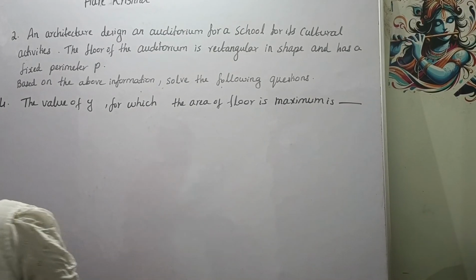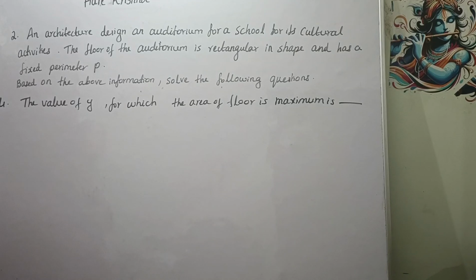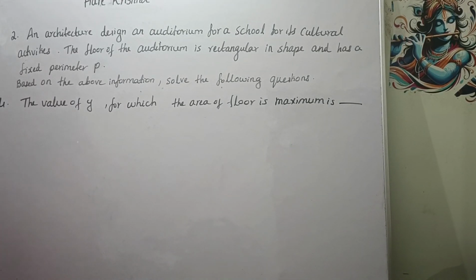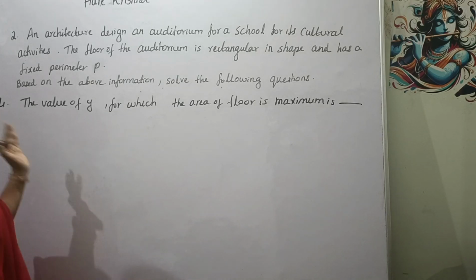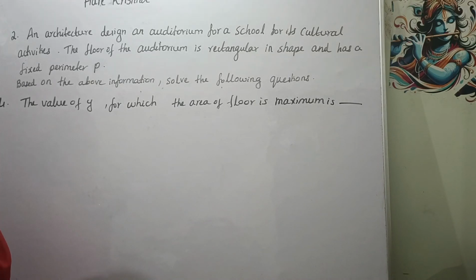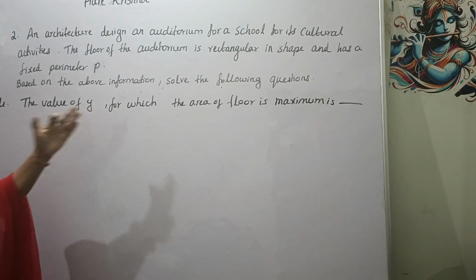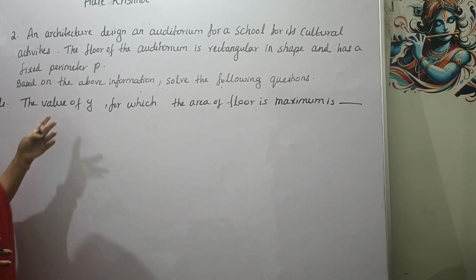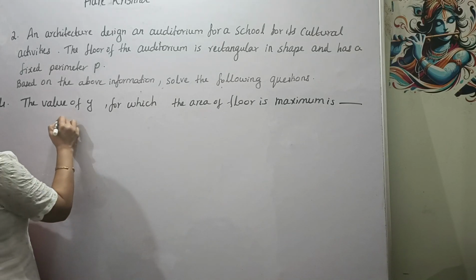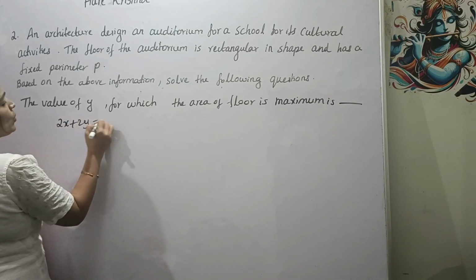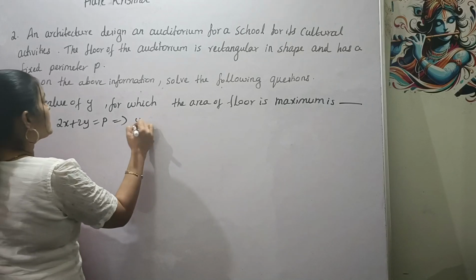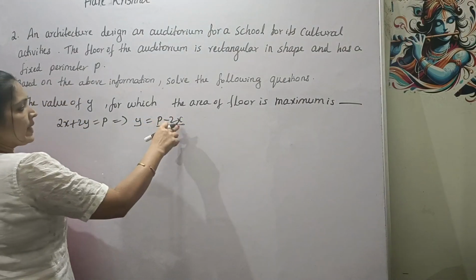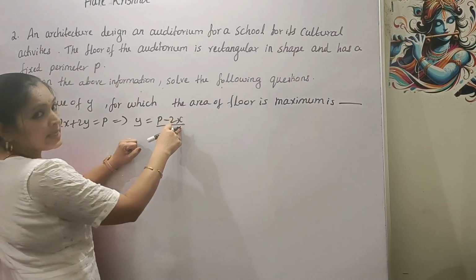Next question: the value of y for which the area of the floor is maximum is dash. So when the area of the floor is maximum, what is the value of y? We know that at x is equal to p by 4, the area is maximum, right? Therefore, let's substitute x is equal to p by 4 to find the value of y. Here we know that 2x plus 2y is equal to p. That implies y is equal to (p minus 2x) divided by 2, right? So in this we will substitute the x value.